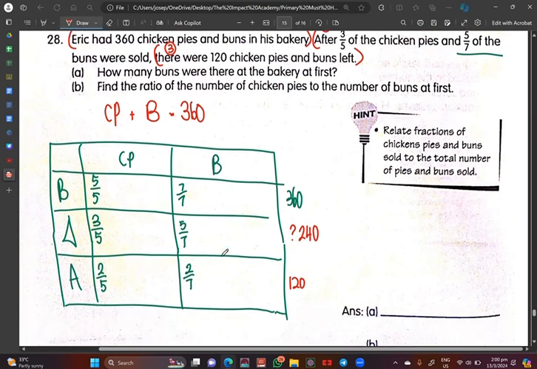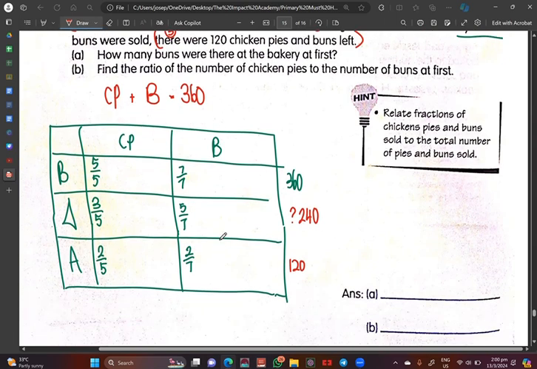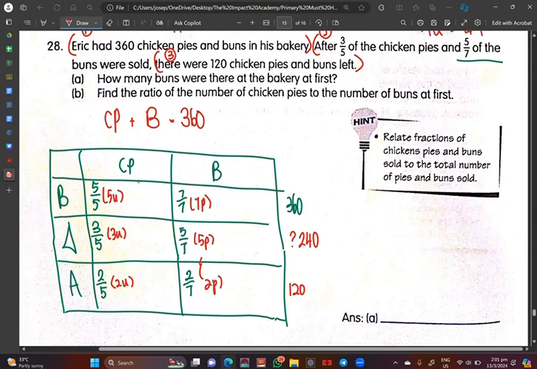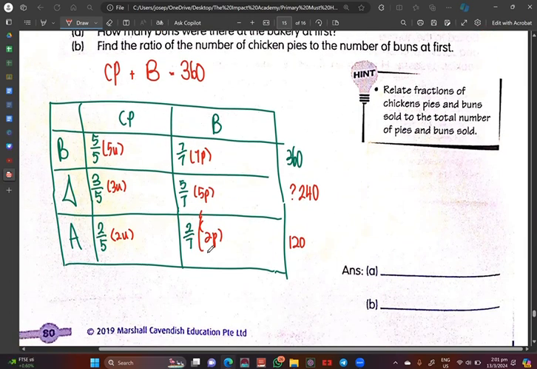Now, as you can see over here, we cannot make the denominator the same, because if we do that, we are saying that chicken pie is equal to buns, but that is not the case in this question. The only thing we can do really is to say that this is 5 units, this is 3 units, and then this is 2 units, right? And then from here, this is 7 parts, this is 5 parts, and this is 2 parts. Okay, right? Why are we splitting up? Units for chicken and then parts for buns, because chicken and buns, they are different.